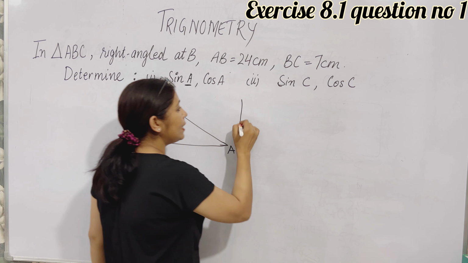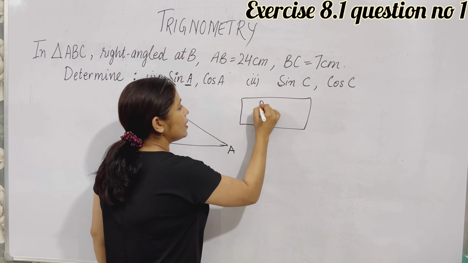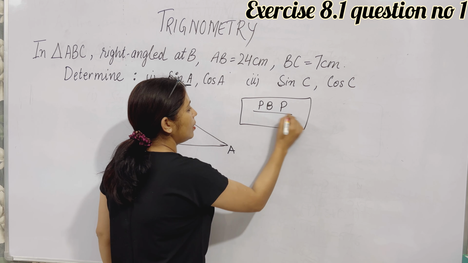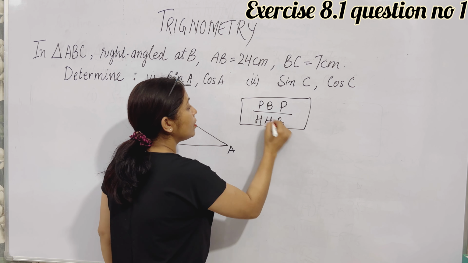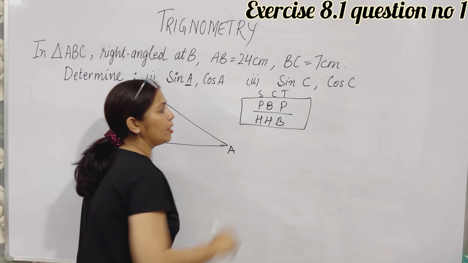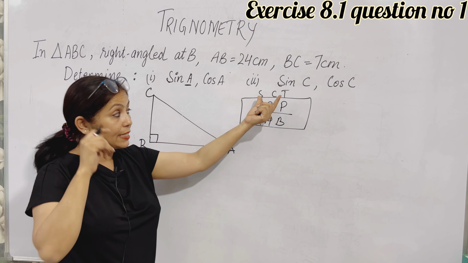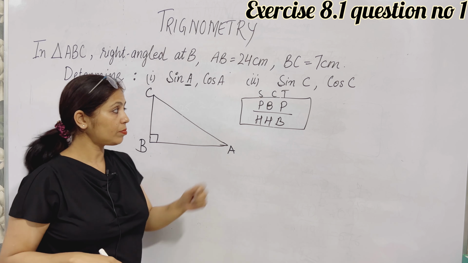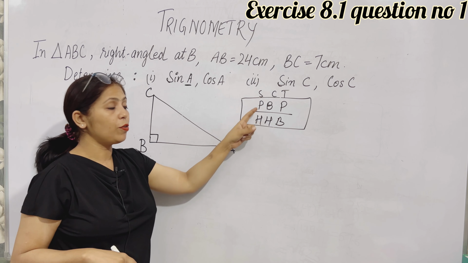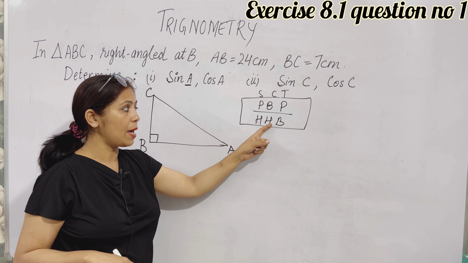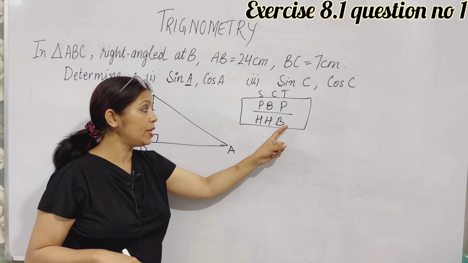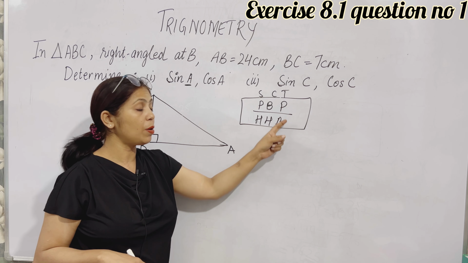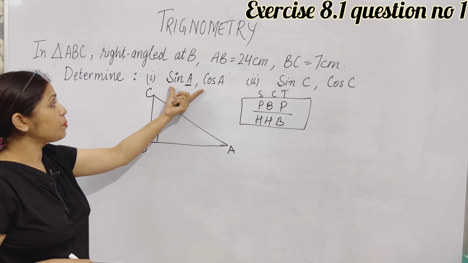So here again let's revise. Pandit Badri Prasad Har Har Bhole Sona Chandi Tole. Why am I writing this SCT outside? Because this is our sine, cos and tangent. P upon H, perpendicular upon hypotenuse; B upon H, base upon hypotenuse; and P means perpendicular, B means base, so tan is perpendicular upon base.